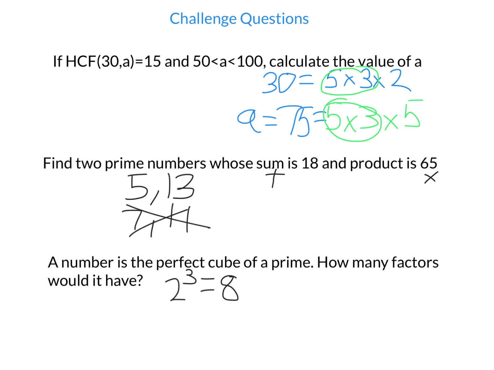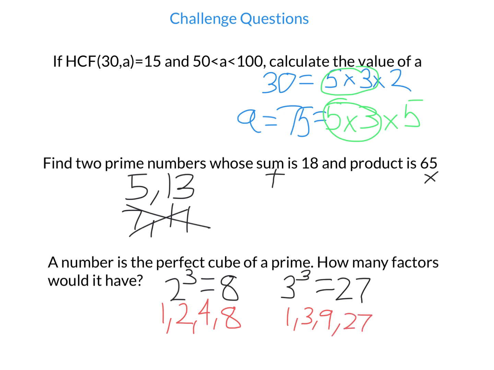So factors of 8 are 1, 2, 4, and 8. It has 4 factors. Well, was that just a fluke? Would it work for another perfect cube of a prime? Well, let's check. Let's cube 3. So the factors of 3 cubed, which is 27, will be 1, 3, 9, and 27. Again, you can see that we get 4 factors.